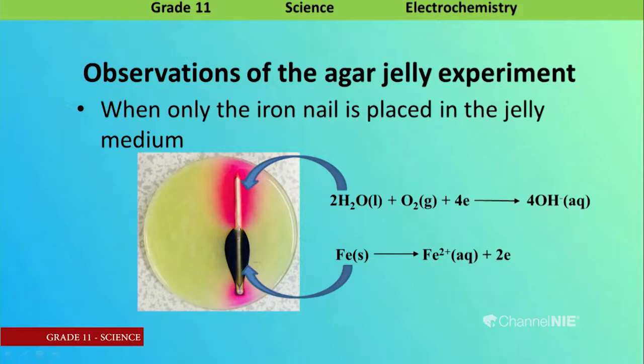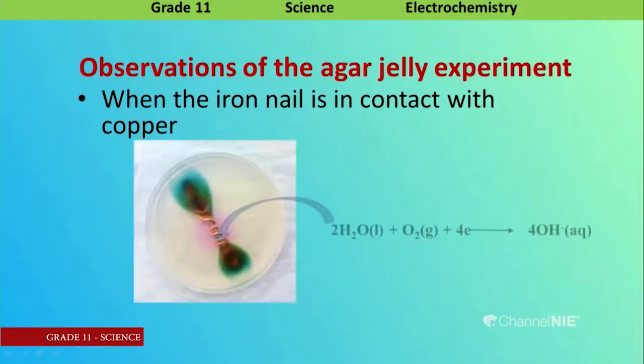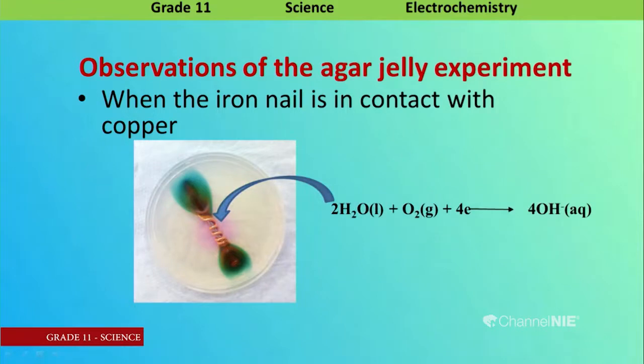The appearance of dark blue color indicates that an oxidation reaction has taken place and iron atoms are oxidized to form ferrous ions. Right. Okay. Here you can see when the iron nail is in contact with copper, the reduction reaction takes place near copper and oxidation takes place near iron. That means iron corrodes fast when copper is in contact with iron.